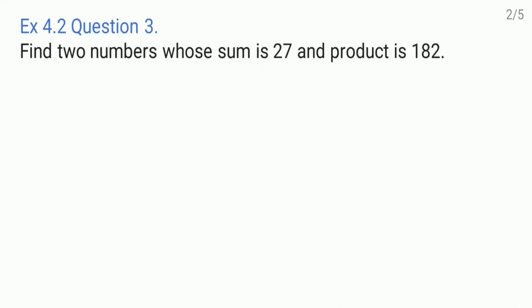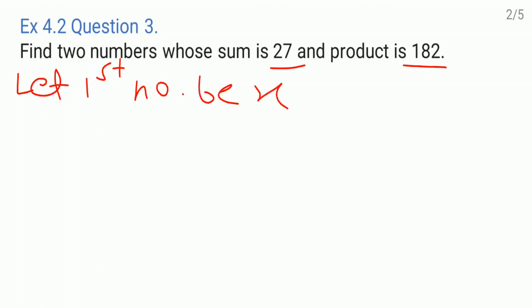Hello everyone, this is exercise 4.2 question number 3. Find two numbers whose sum is 27 and product is 182. Now, two numbers they are saying. Let us consider the first number be x. So here, let the first number be x.